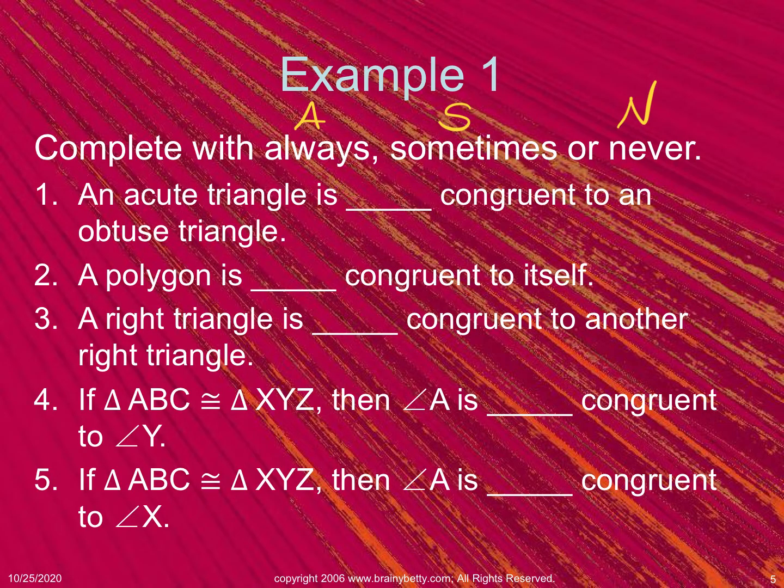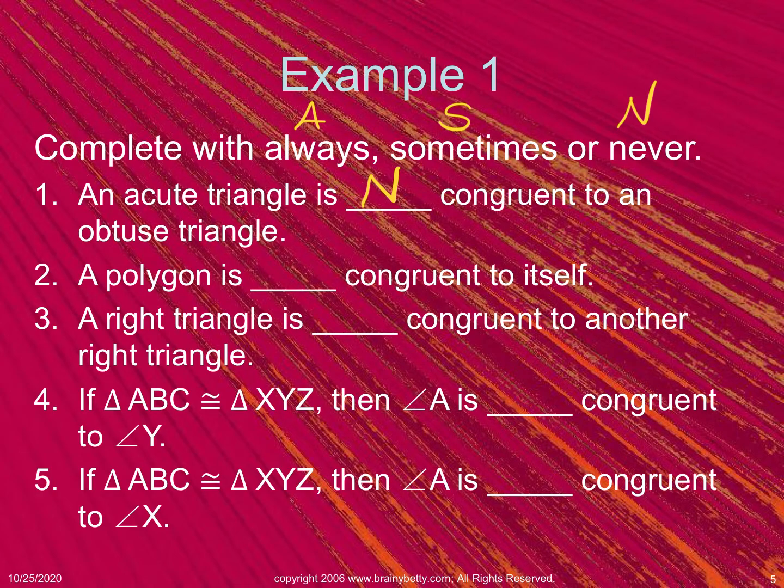So the first question, an acute triangle is sometimes, always, or never congruent to an obtuse triangle. And this would be never. Because remember, an acute triangle needs 3 acute angles. So if it needs all 3 acute angles, it can't have an obtuse, so it would never be congruent to an obtuse triangle.